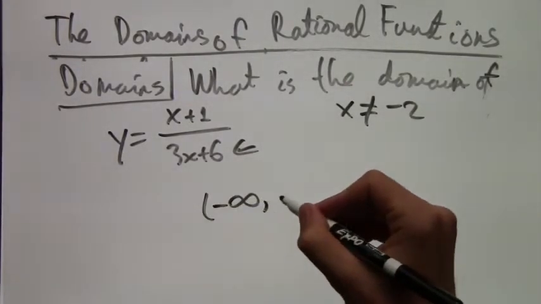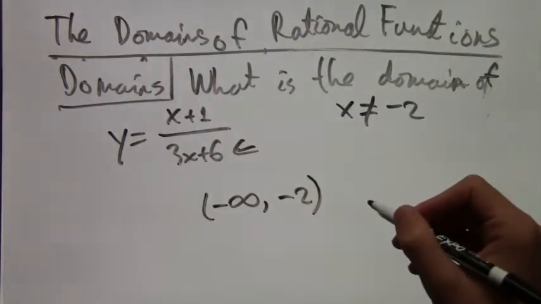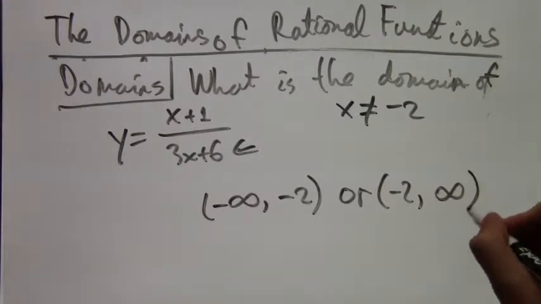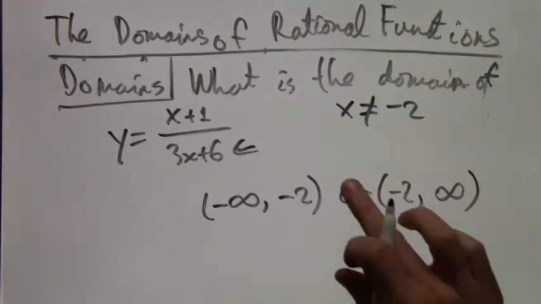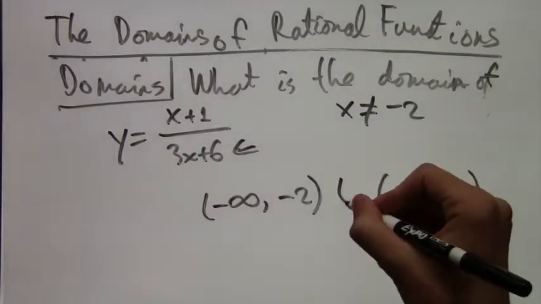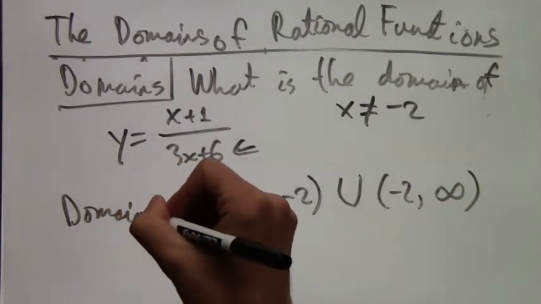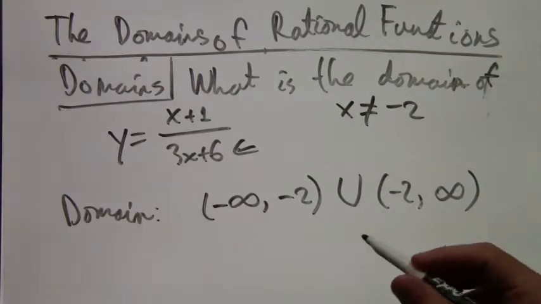And we can write this in interval notation as -infinity to -2 without including the -2, or -2 to infinity, again without including the -2. That's why we're using only parentheses. And again, we use the capital U instead of the "or." So this is going to be our final answer.